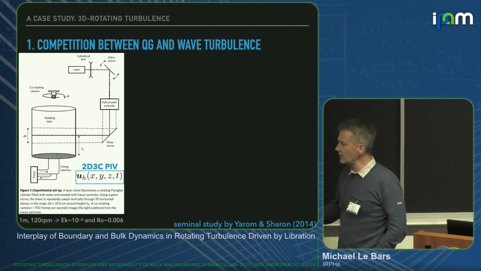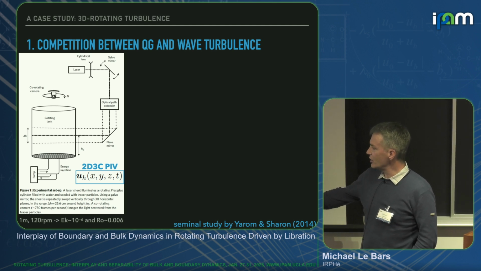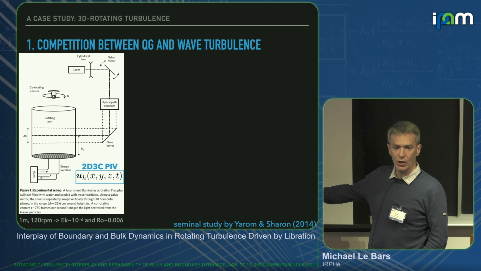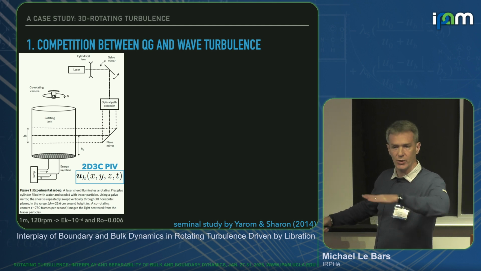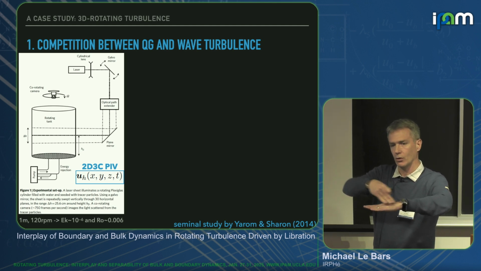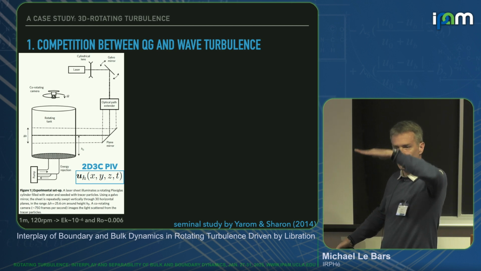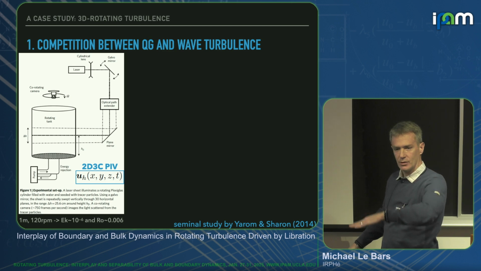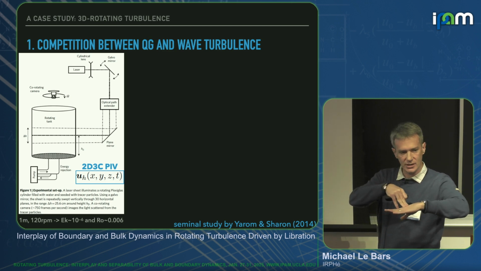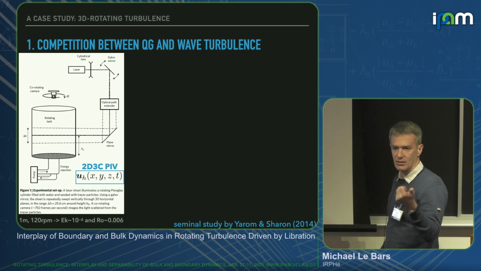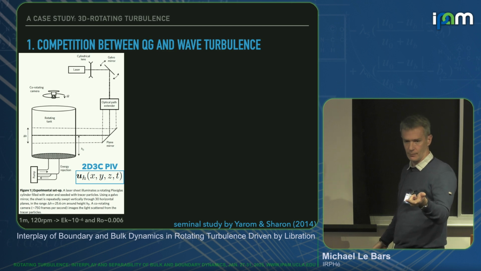So how do they do that? You have a laser sheet here, the camera on the top. That is classical PIV, so you measure the horizontal velocity in this plane, except that then they use a system to rapidly scan vertically, so that they have the horizontal velocity field depending on x, y, and z.